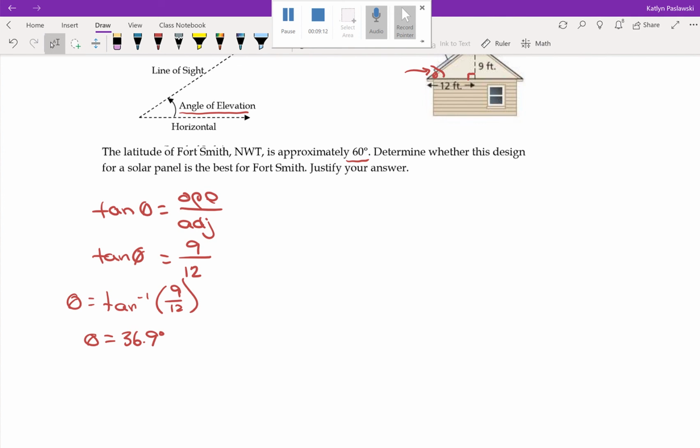Now, in this case, it tells us that the angle of elevation should be the same as the latitude, which in this case is 60 degrees. So therefore, the design is not close to 60 degrees, and therefore it does not work.